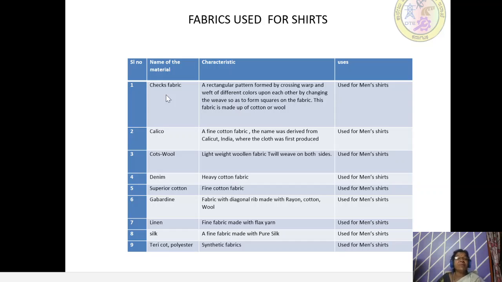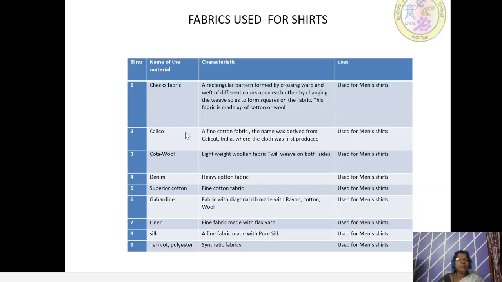So what's a checks fabric? This is a rectangular pattern formed by crossing warp and weft of different colors upon each other by changing the weave so as to form squares on the fabric. This fabric is made up of cotton or wool. Generally, we are using checks fabric with different size checks and striped material for men's shirts, and this is the most popular fabric to manufacture shirts.